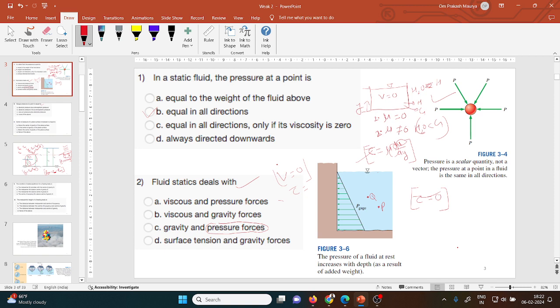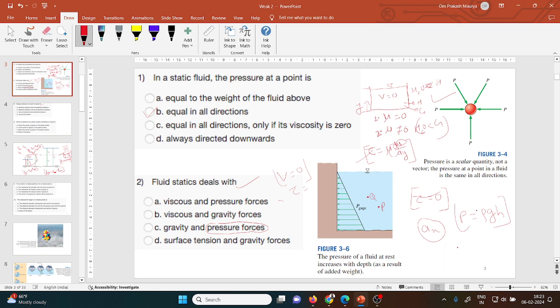Also, if velocity is zero, there is no acceleration. So what will happen? There is no role of viscous force here, but gravity is very important in this case, because you have calculated the pressure here as rho gh.